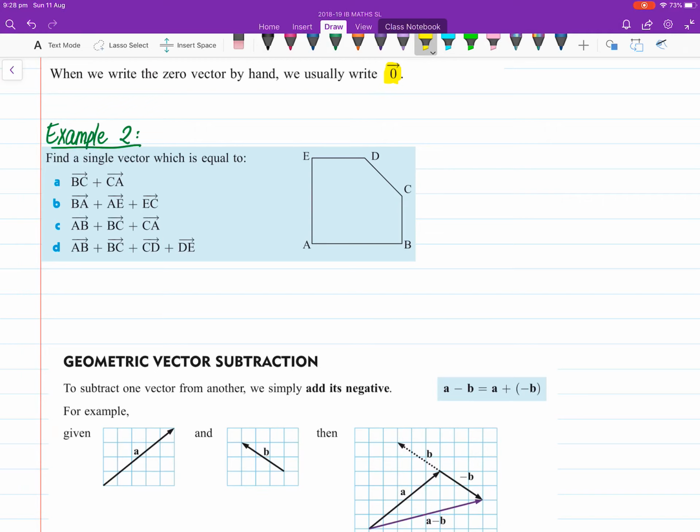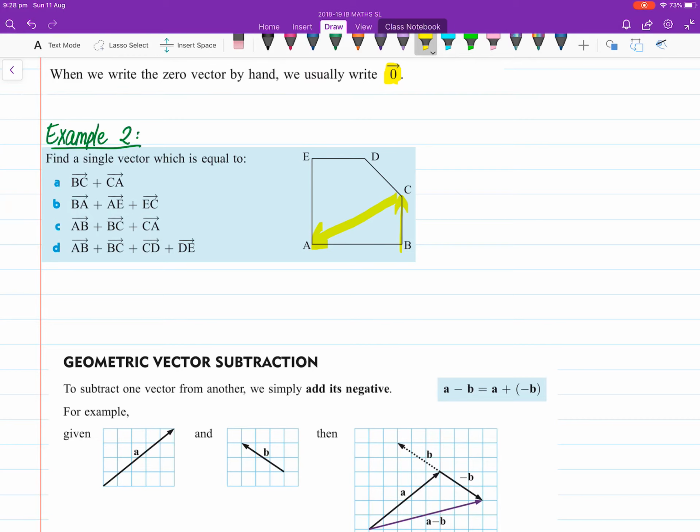Okay, so let's do this example here together. It says find a single vector which is equal to BC plus CA. Let's see, so BC is here, vector BC plus vector CA. So CA is there. So you can see the one that actually adds up, if you start from, remember the tail, and you end up at the tip of the end point, it is actually going to be BA. So this one is BA. Okay, does that make sense?